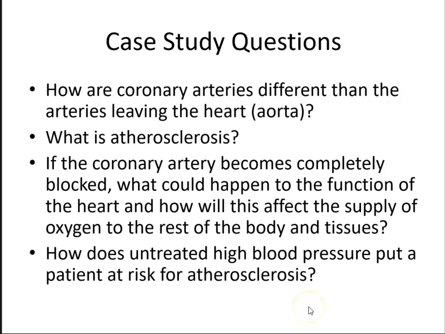So here are some case study review questions for you to review the information that we just went over. How are the coronary arteries different than the arteries leaving the heart, specifically the aorta? What is atherosclerosis? If the coronary artery becomes completely blocked, what could happen to the function of the heart, and how will this affect the supply of oxygen to the rest of the body and tissues? And then how does untreated high blood pressure put a patient at risk for atherosclerosis? So I would definitely review the slides that we just went over and review these case study questions because you will definitely be tested on these.